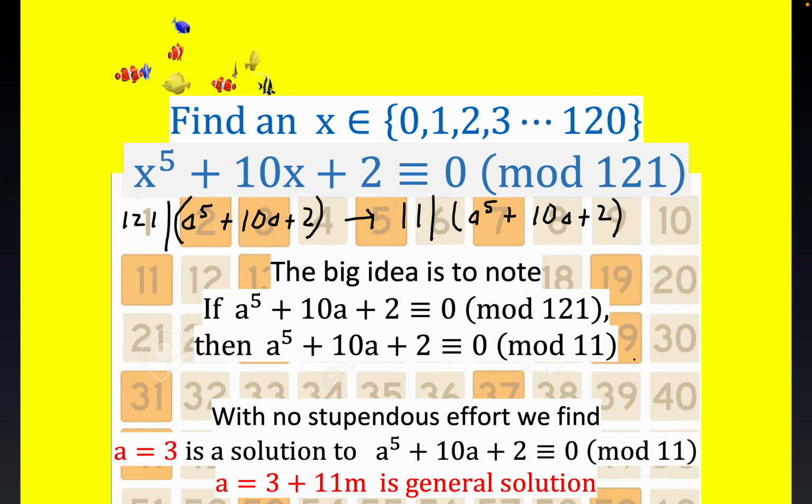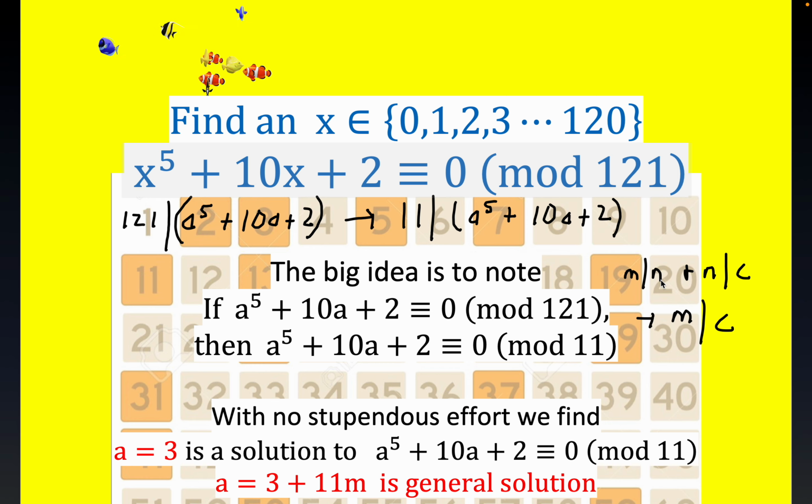So a simple, let me just write it. Let's say if M divides N, and N divides, let's say, C, that implies that M divides C, right? That's really all we used here. It's transitive. If M divides N and then N divides C, that means M is a factor of N, so M has to be a factor of C.